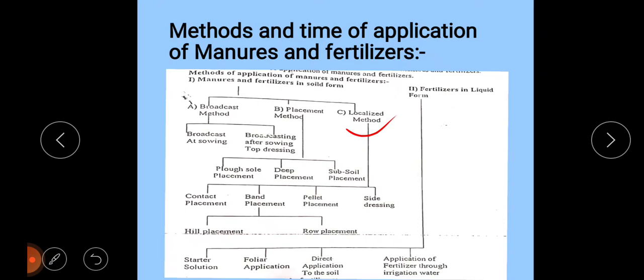Then after the application of fertilizer through the irrigation water, we can say fertigation. Like in the drip irrigation method, water-soluble fertilizers are dissolved in a tank, and at the venturi system they are absorbed and supplied to the water flow. That gives better utilization of fertilizers and increases the efficiency of nutrients. So these are the different methods of fertilizer application.